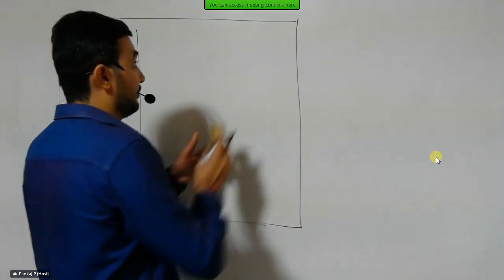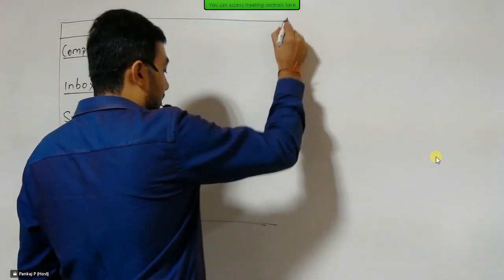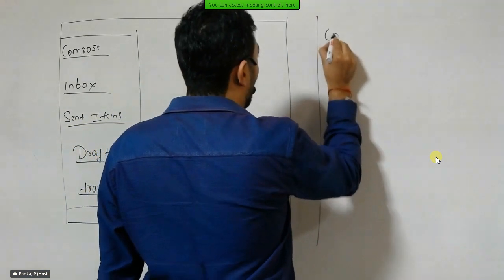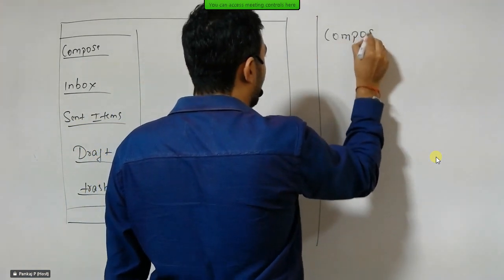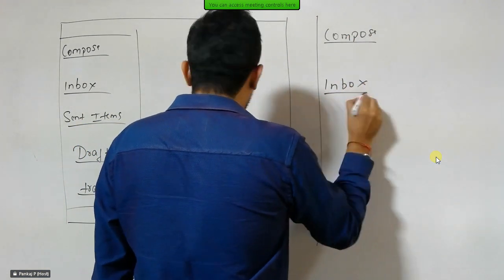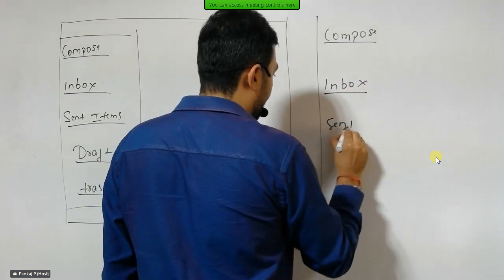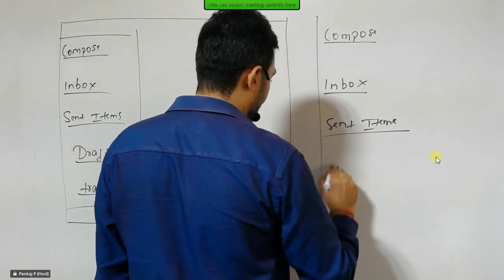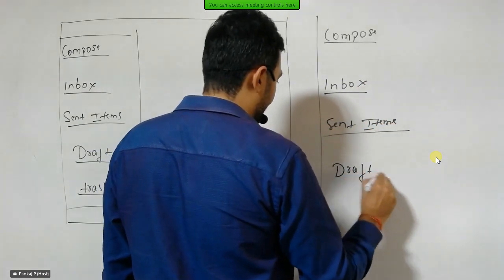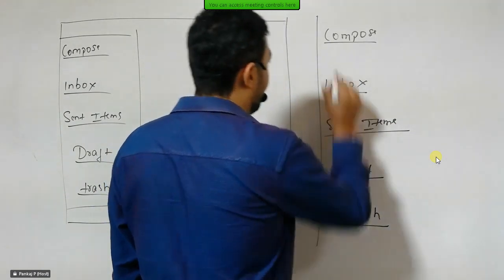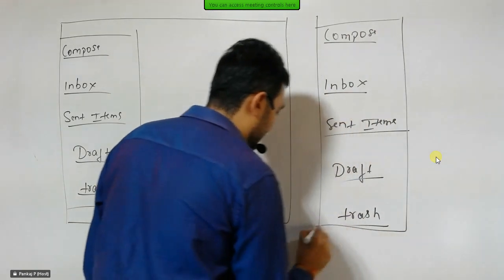This is user A. Let's log in as user B. Again, we have compose, then inbox, sent items, then draft, and then trash. Is that clear? Okay.